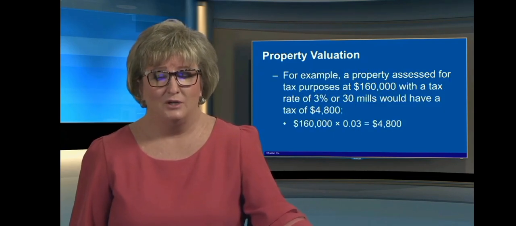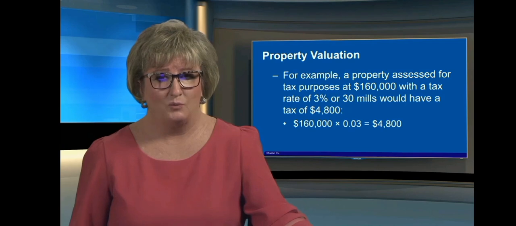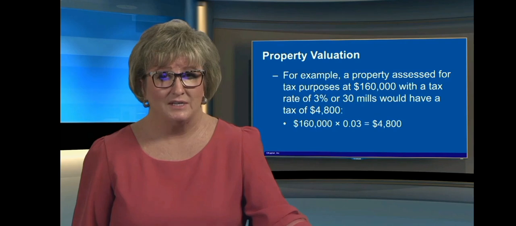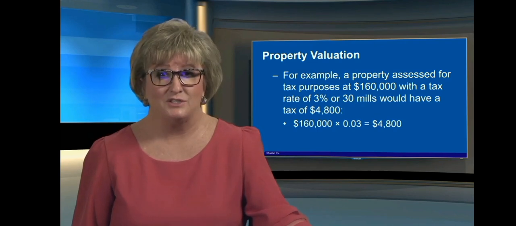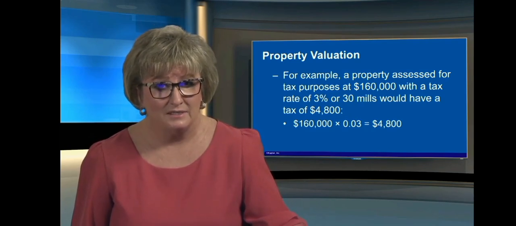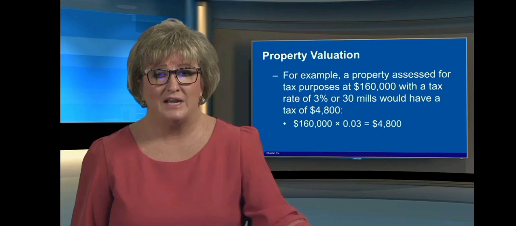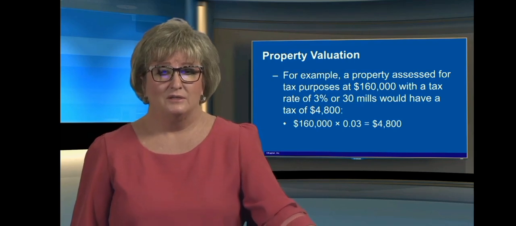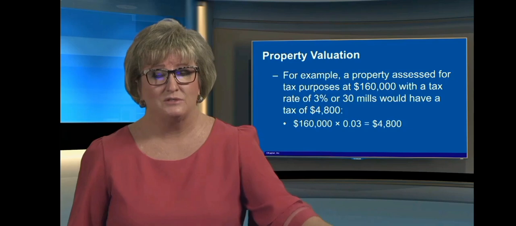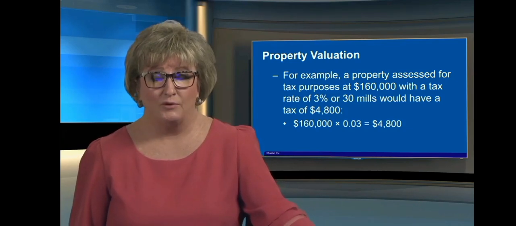For example, when we're using mills, a property assessed for tax purposes at $160,000, which with a tax rate of 3%, or 30 mills, would have a tax of $4,800. $160,000 times 0.03, that's 30 mills, equals $4,800.